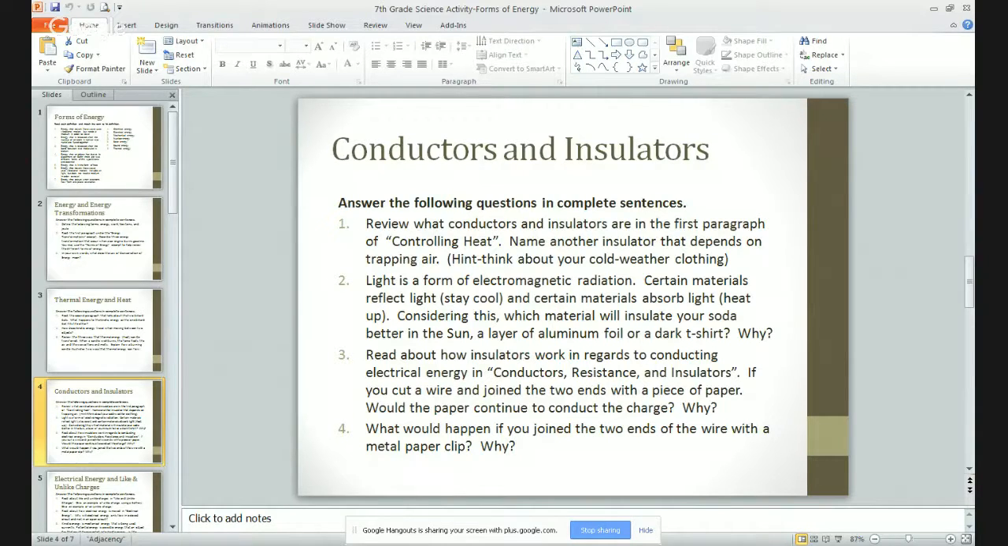Number 4, what would happen if you join two ends of the wire with a metal paper clip, and why? And it's the same thing. You would get the flow of energy, so the charge would continue because the metal paper clip is a conductor.